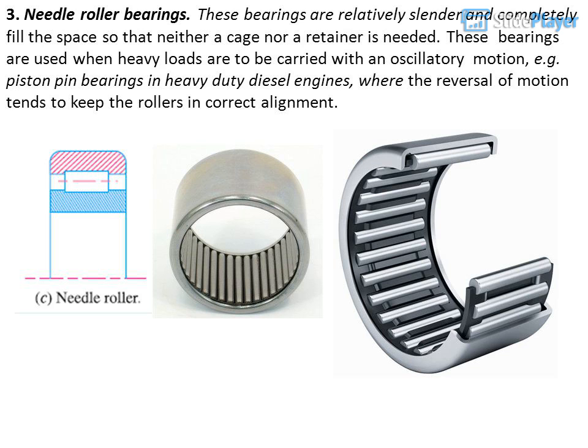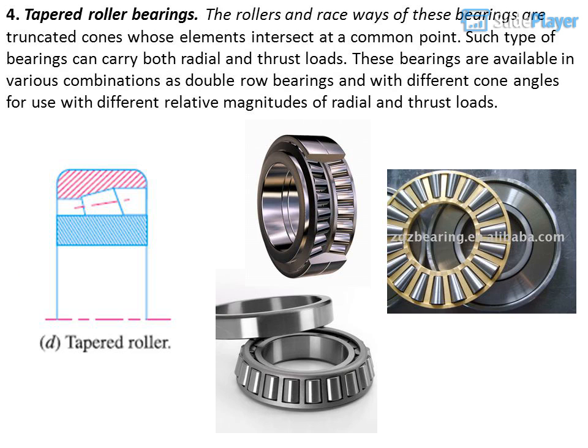3. Needle roller bearings. These bearings are relatively slender and completely fill the space so that neither a cage nor a retainer is needed. These bearings are used when heavy loads are to be carried with an oscillatory motion, for example piston pin bearings in heavy-duty diesel engines, where the reversal of motion tends to keep the rollers in correct alignment.